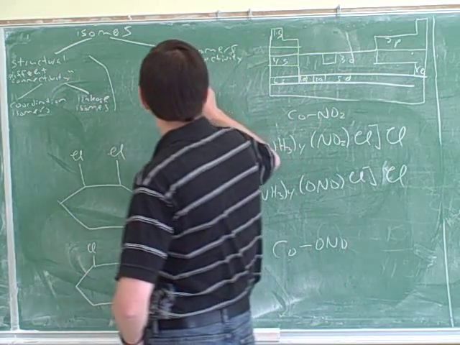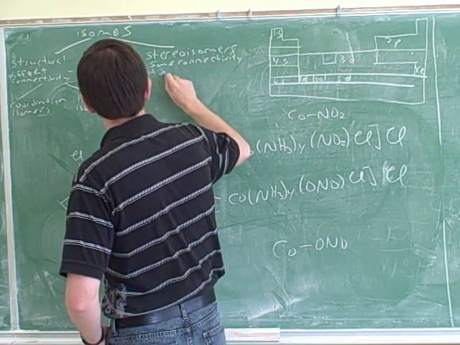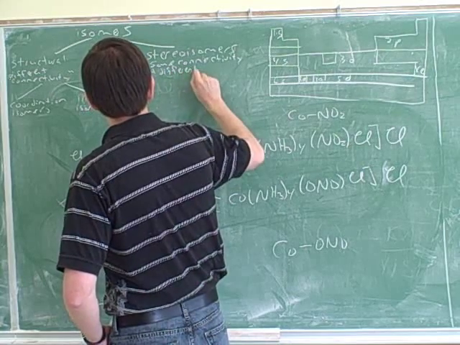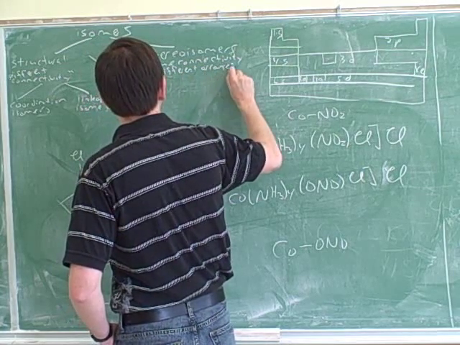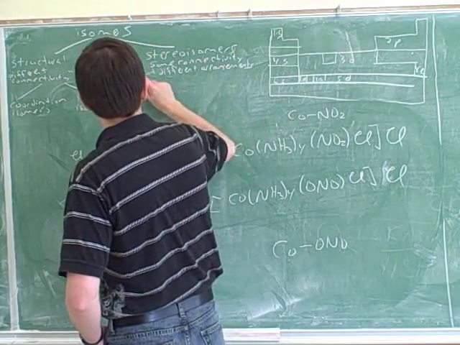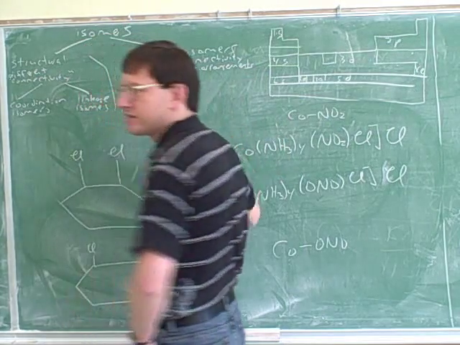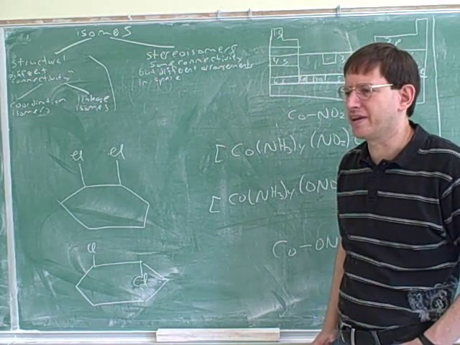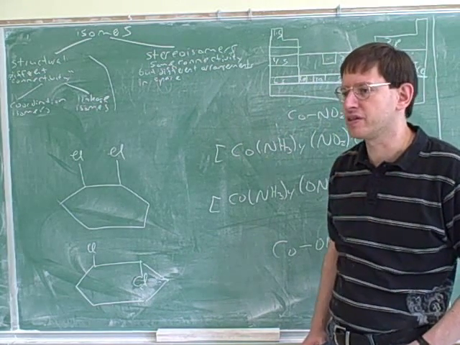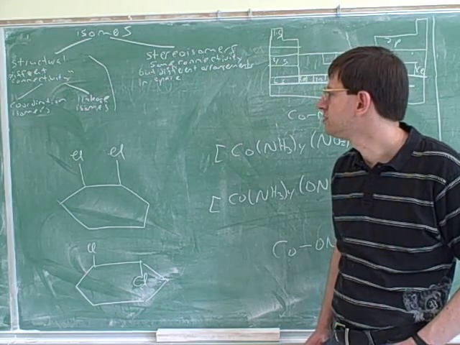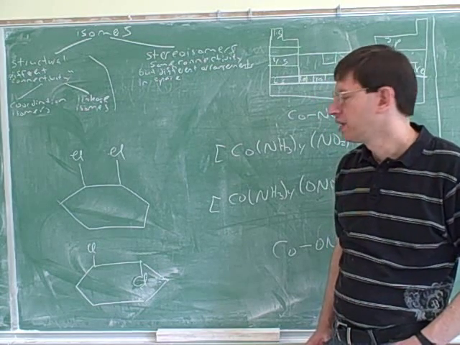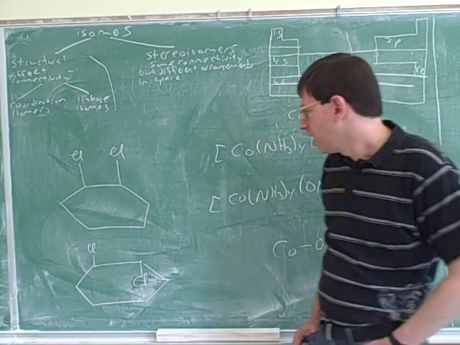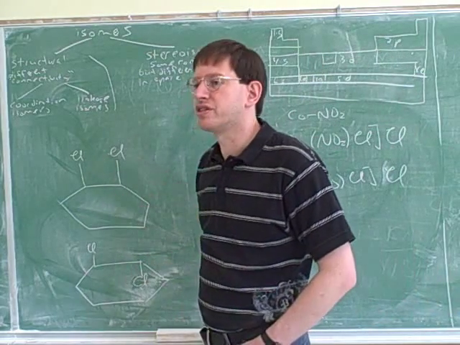So stereoisomers are when you have the same connectivity, but different arrangements in space. I think stereo is Greek or Latin for something that has to do with space. These are space isomers. Different arrangements in space. Okay, so these would be what are called stereoisomers.